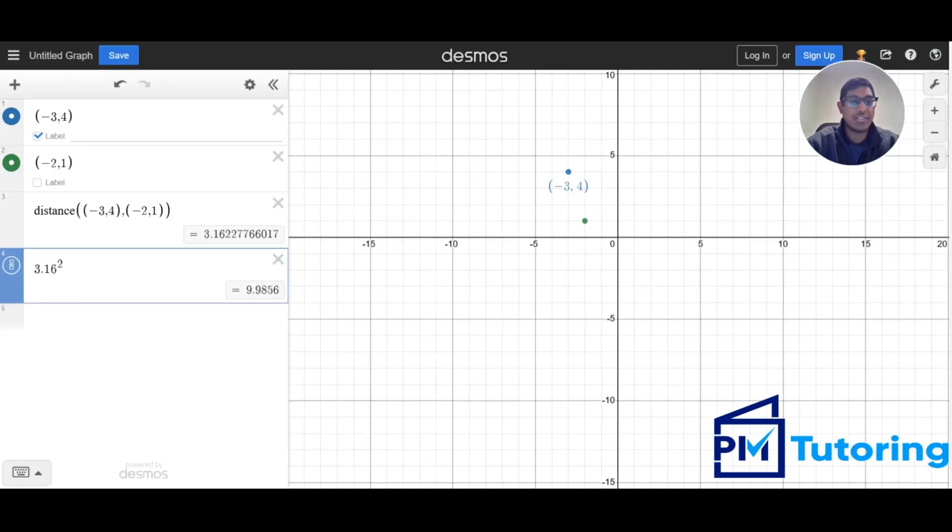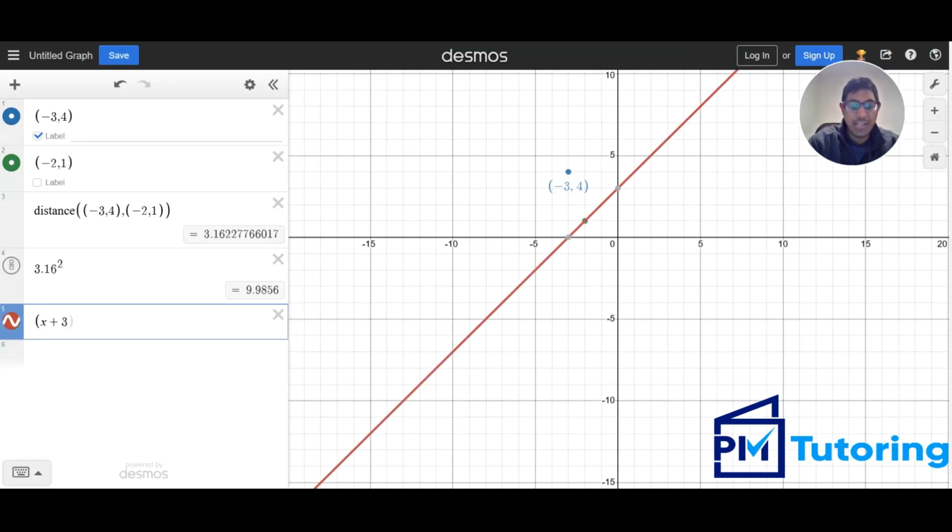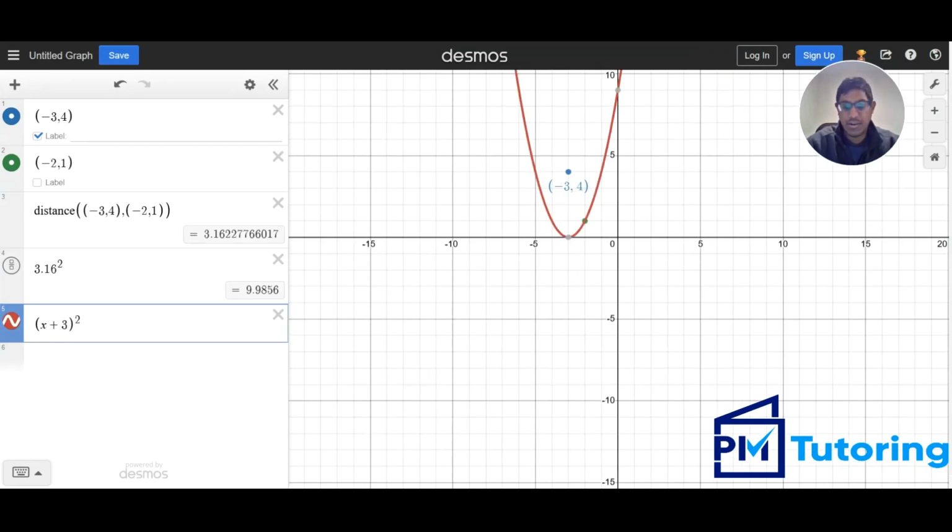Now, if we wanted to just double check and make sure, we could actually graph that function and make sure it includes those points. (x + 3)^2 plus (y - 4)^2 equals 10. And we see that the circle does in fact have its center at (-3, 4) and includes that point (-2, 1).